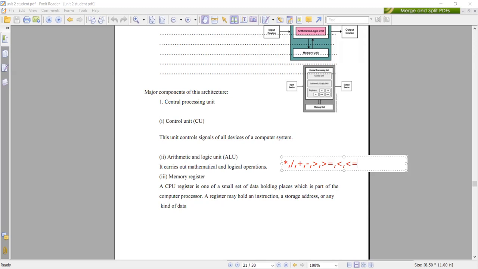Then you have something called memory registers. What are the registers doing? A register is one of a small set of data holding places that is part of the computer processor. So inside the processor you can find these registers. I have given some different registers in the second diagram, not in the first, which is why I asked you to draw that one. A register may hold an instruction, a storage address, or any kind of data. The processed data from the ALU and the data needed by the ALU will be stored inside the registers, right? There are different registers. We'll go through them later.